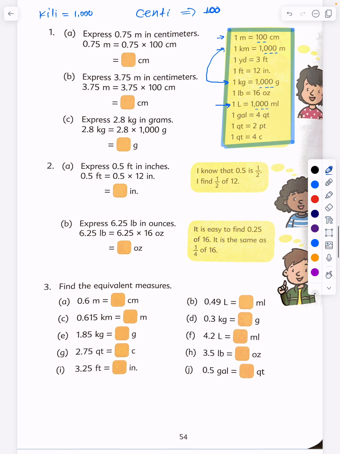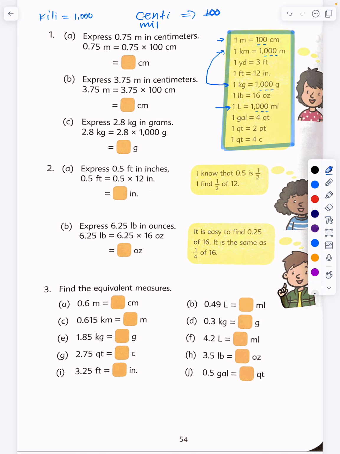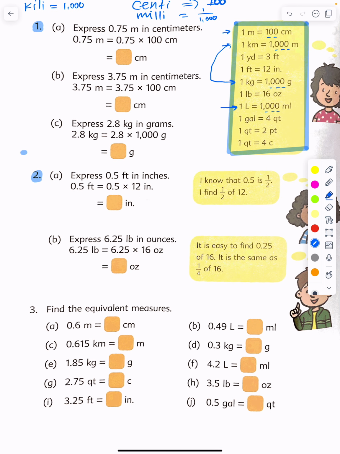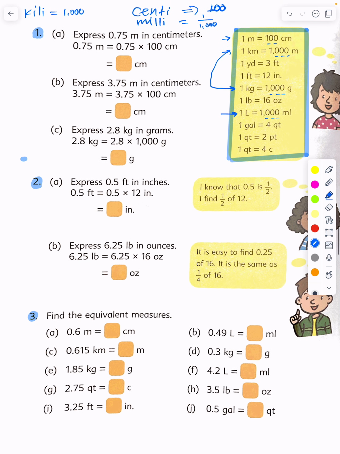And the prefix milli means 1,000ths, 1 out of 1,000 equal parts. So let's begin our exercises. Let's look at exercise 1 and exercise 2. And we are gonna do tons of conversions in their examples at the bottom of the page 54 for exercise 3.